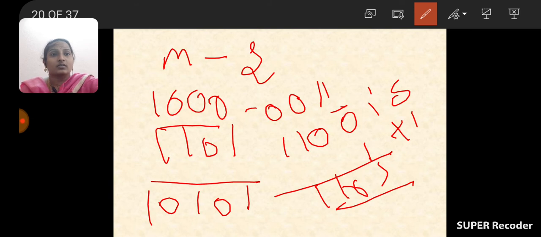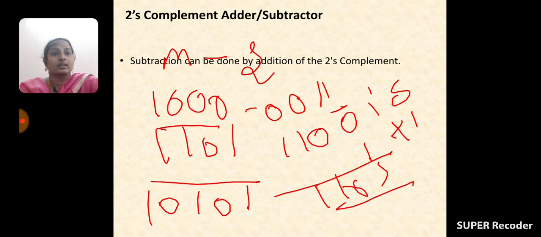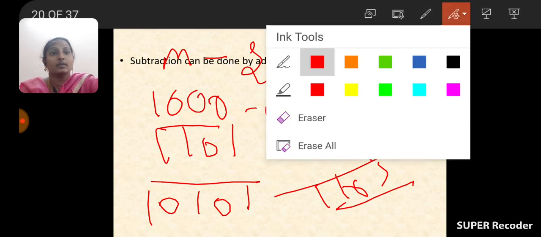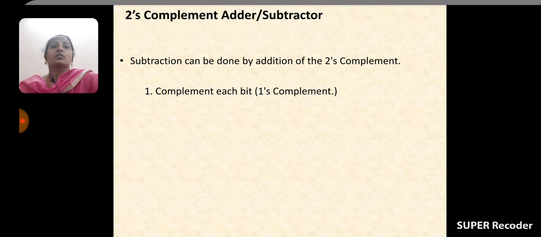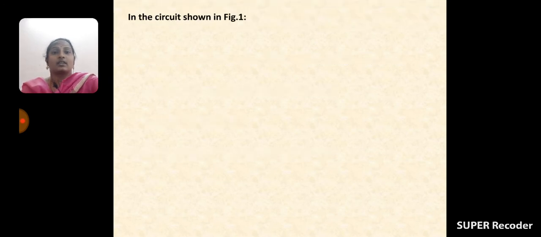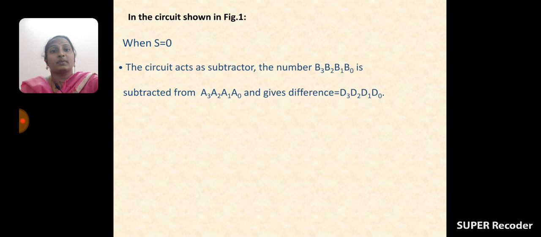Okay, so the 2's complement adder and subtractor circuit will follow the addition of 3 bits at the same time and 2's complement subtraction. I already explained this in the slide also. Subtraction can be done by addition of 2's complement: complement each bit, add 1 to the result. The circuit computes A plus B and A minus B.